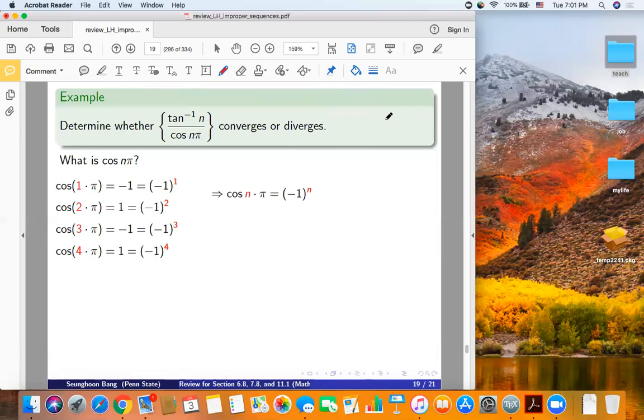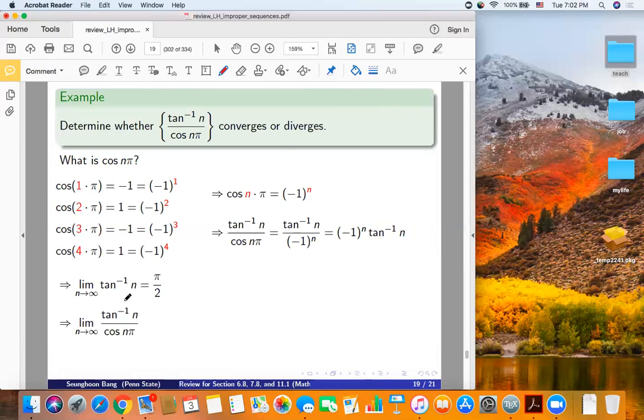So you can replace cosine n pi with minus 1 to the power n. You plug it into the denominator here: minus 1 to n times inverse tangent of n. It goes like this, right? I just said before, the positive part approaches pi over 2. What happens? This is the same as minus 1 to n times inverse tangent of n. This limit does not exist.